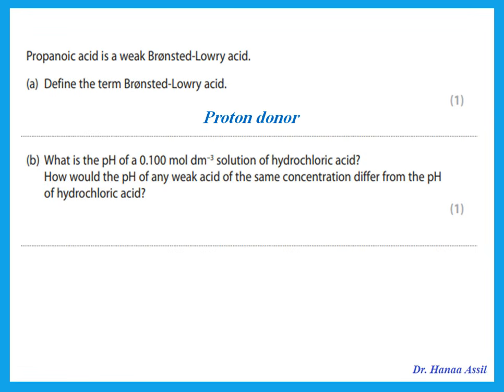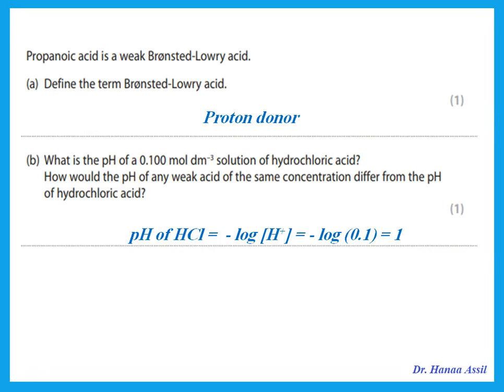Okay, pH of hydrochloric acid with 0.1 mole per decimeter cubed. We said the pH is minus log concentration of H plus ions. Remember that hydrochloric acid is a strong acid, so the concentration of the acid is the same as the concentration of H plus ions. pH is minus log concentration, so that is minus log of 0.1, and that is equal to 1. So the pH of hydrochloric acid is 1.